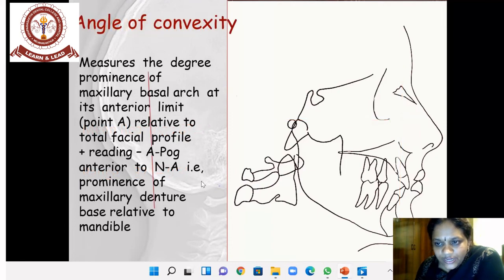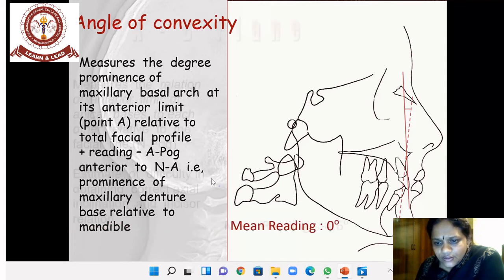Then comes your angle of convexity. It measures the degree of prominence of the maxillary basal arch at its anterior limit, that is your point A, relative to the total facial profile, that is your APOG line, anterior to NA. That is the prominence of the maxillary denture base relative to the mandible, which can be predicted with this.